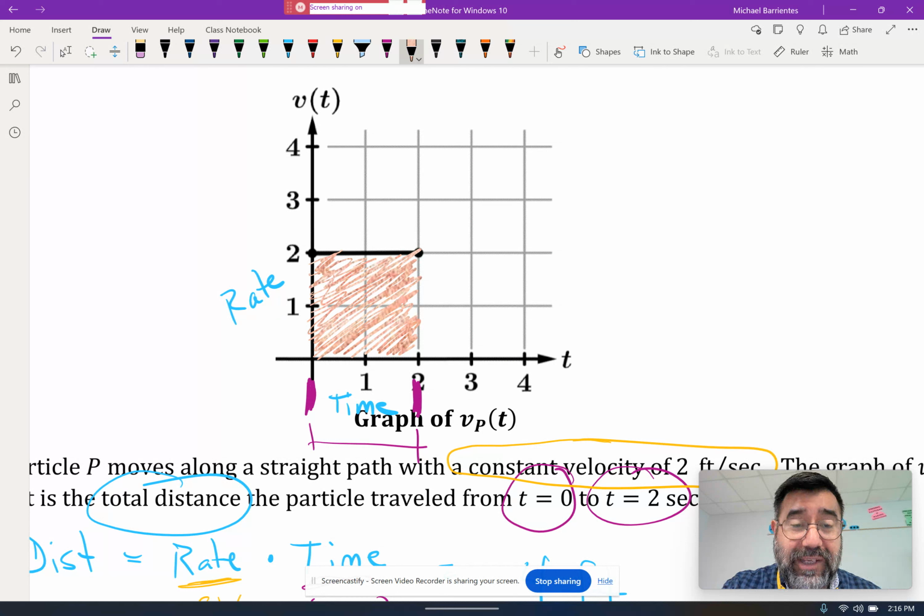represents a rate of change, right? The velocity is a rate of change. What this is telling us is, if I find the area under this curve, I'm going to find the total distance traveled because I'm multiplying rate times time.